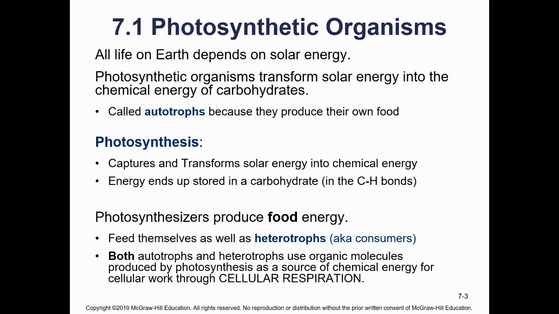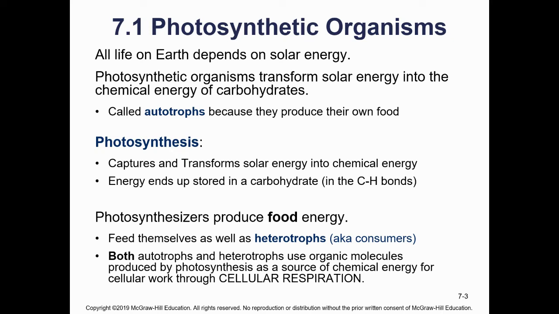So first, photosynthetic organisms. All life on Earth depends on solar energy. It all starts with solar energy. Animals that eat other animals still are dependent on solar energy and photosynthesis because the food chain starts down at that level. We have to have our herbivores eating the plants to give our omnivores or our carnivores something to eat. So it all starts with solar energy.